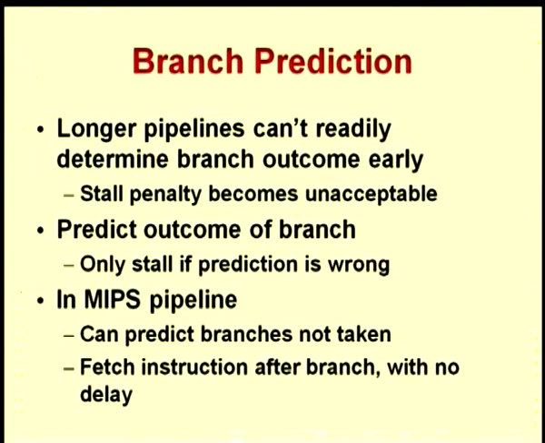So, all we need to do is fetch the instruction after the branch with no delay, bring it into the pipeline and execute it. We are assuming that if the branch is predicted as not taken, we just have to fetch the next sequential instruction. Nothing extra needs to be done. Just as you would have fetched the sequence of instructions, you fetch the next instruction, bring it into the pipeline and let it flow through the pipeline.